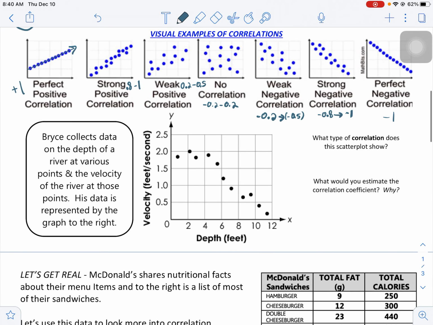All right, Bryce collects data on the depth of a river at various points and the velocity of the river at those points. His data is represented by the graph to the right. What type of correlation does this scatter plot show? Well, it has some kind of negative correlation, because, as you can see, the data is going down from left to right here. So we can for sure say negative. And if we're looking at how close all of these data points are, you could probably say it's a pretty strong negative correlation. So I would say strong negative.